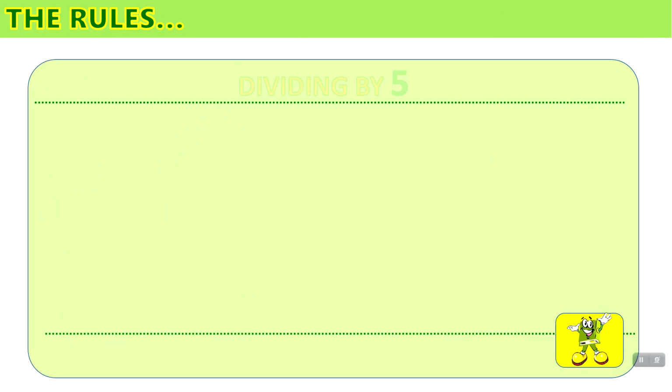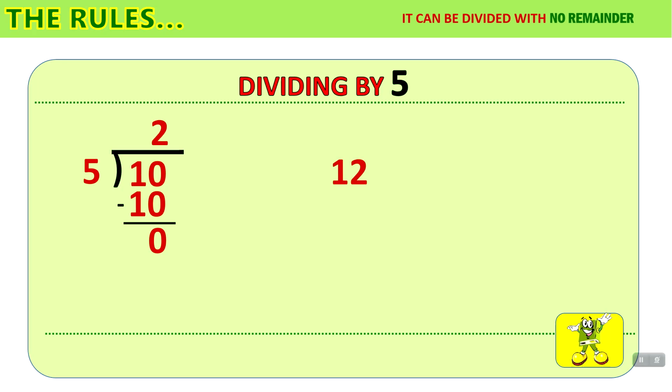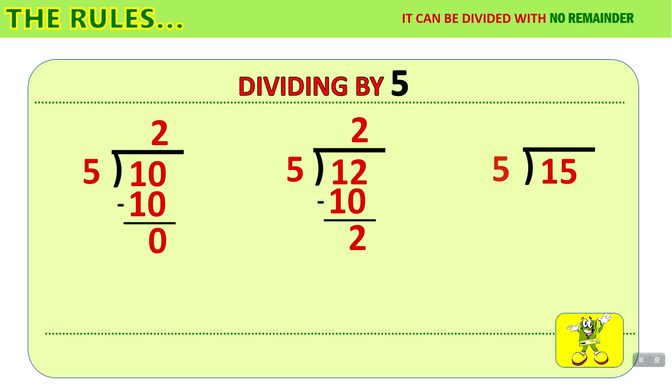Now let's check dividing by 5. Remember, a number is divisible by 5 if we can divide it by 5 and there is no remainder. Let's try 10 divided by 5. 5 into 10 goes twice. 2 times 5 is 10. We're left with a remainder of 0. 12 divided by 5. 5 into 12 goes twice. 2 times 5 is 10. We're left with a remainder of 2. 15 divided by 5. 5 into 15 goes 3 times. 3 times 5 is 15. When we subtract, we're left with 0.